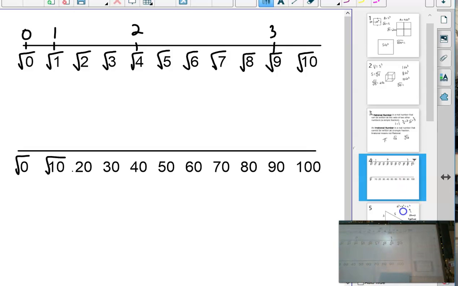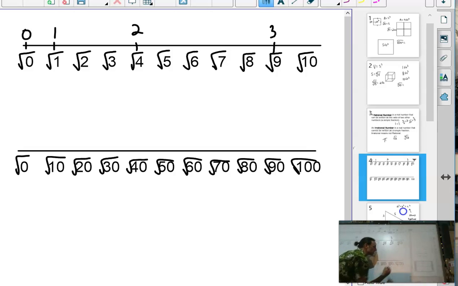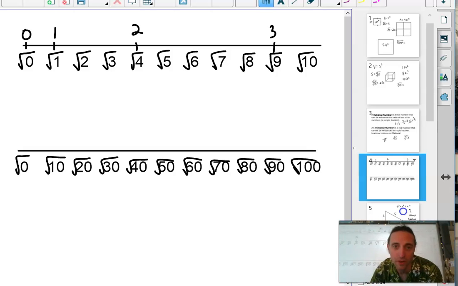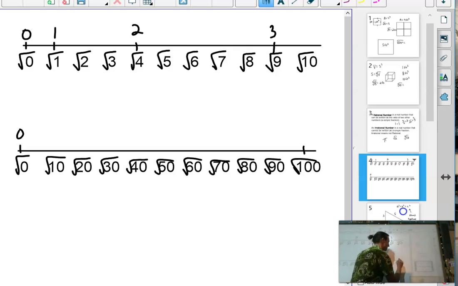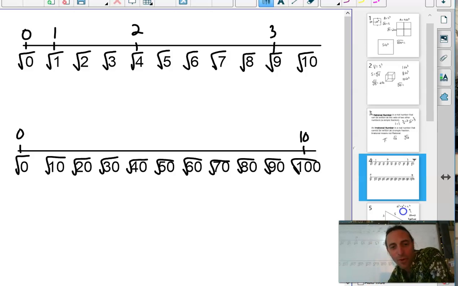Now, there's only 2 numbers up here that are perfect squares. That's 0, and that's 10, 100.